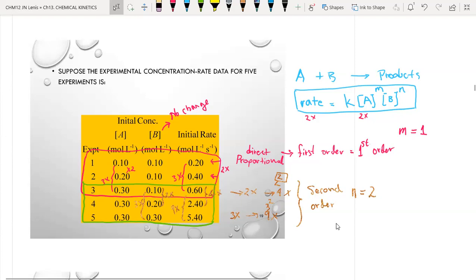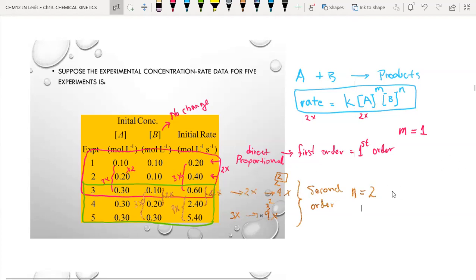Which is really easy. Keep one constant, make changes on one of the reactants. Double the concentration in that reactant, keeping the other one constant. See what happens with the speed. If the speed goes up at the same proportion, then it is first order. If you double concentration and the speed goes up quadruple, 4 times, then it's second order.